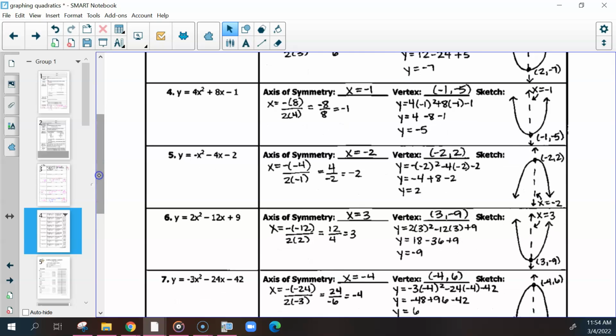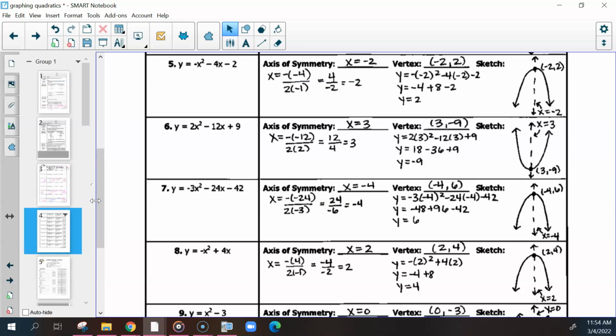Number 5, axis of symmetry, x equals -2. I'm sorry, we did that one. 6, x equals 3, vertex 3, -9. This was facing up.